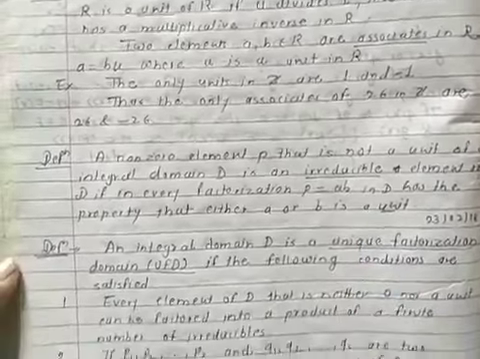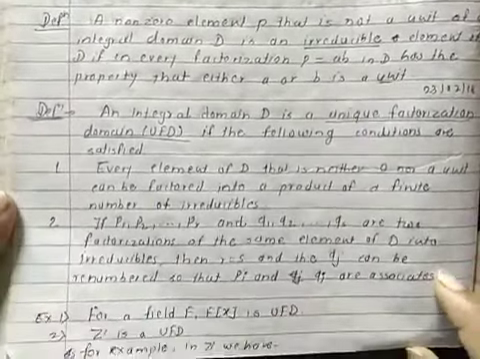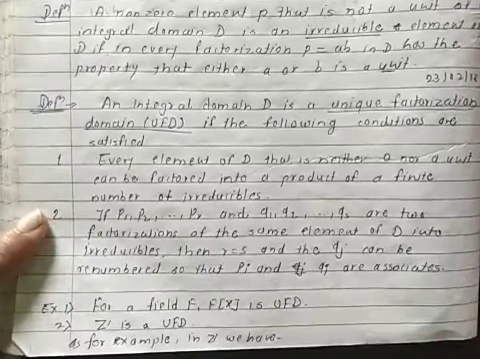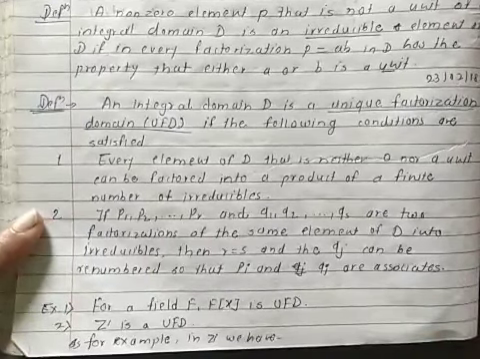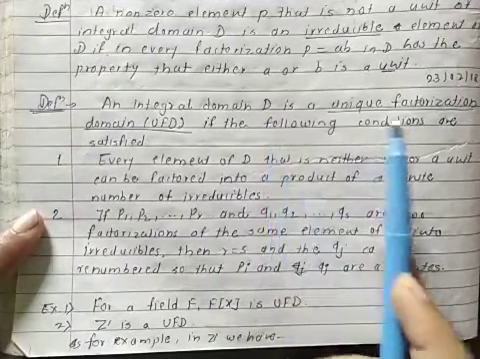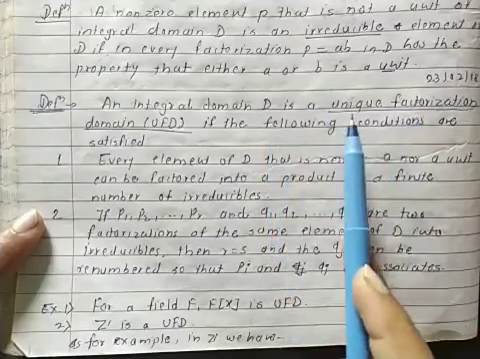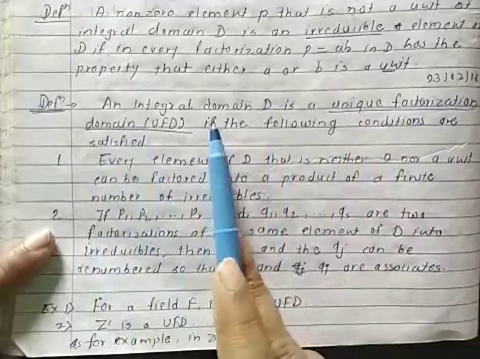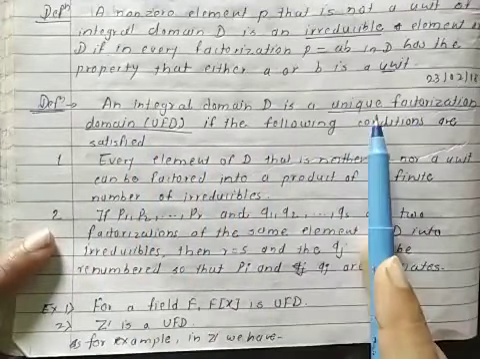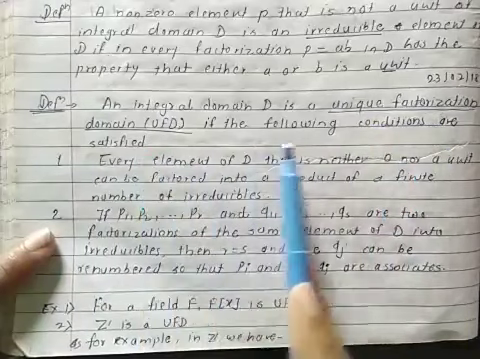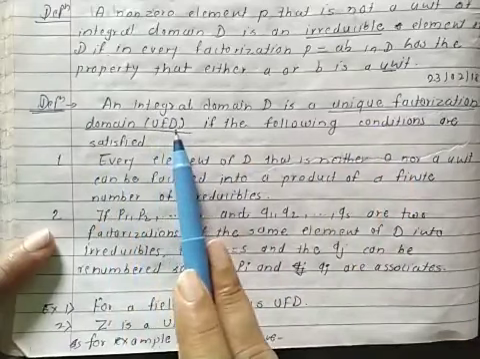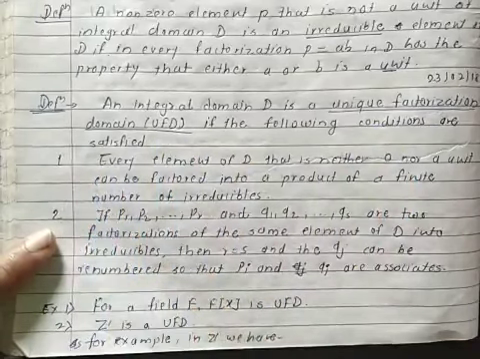Now next, there is a definition of unique factorization domain. So what is a unique factorization domain? First of all, it must be an integral domain. It is related to factorization, and that factorization must be unique. So the definition is: an integral domain D is a unique factorization domain, written in short form as UFD, if these two properties are satisfied.